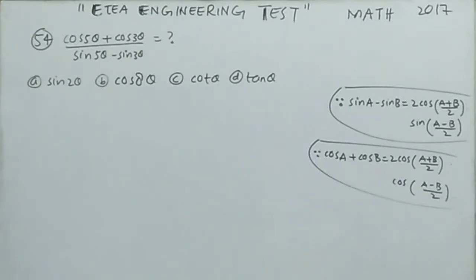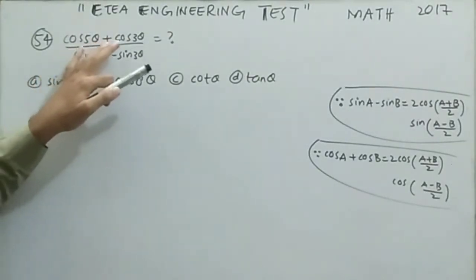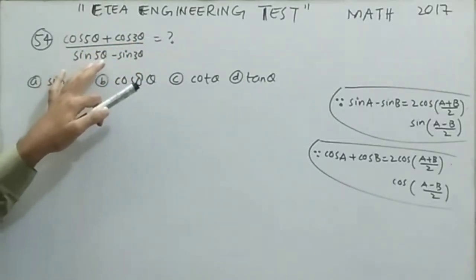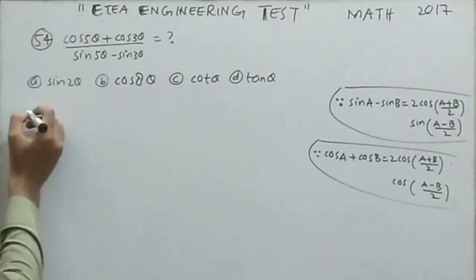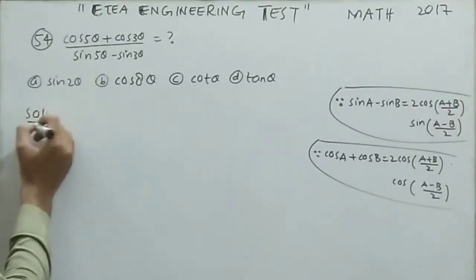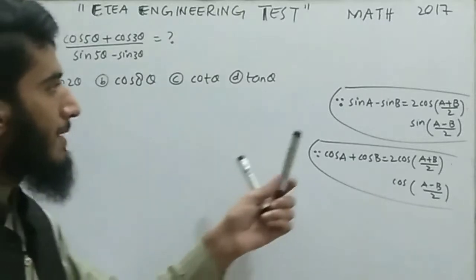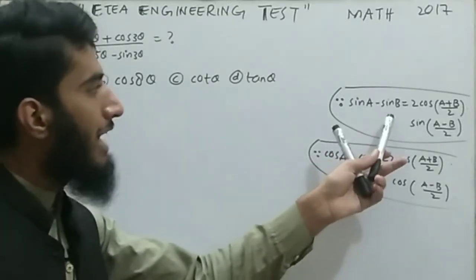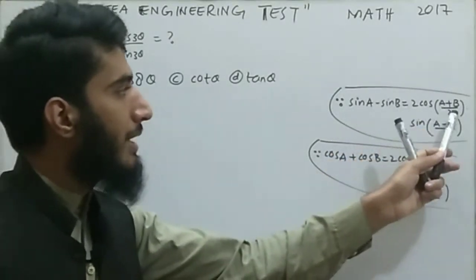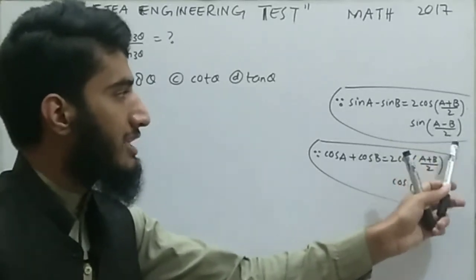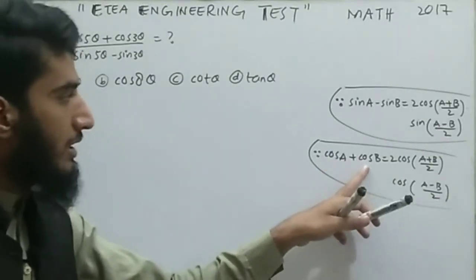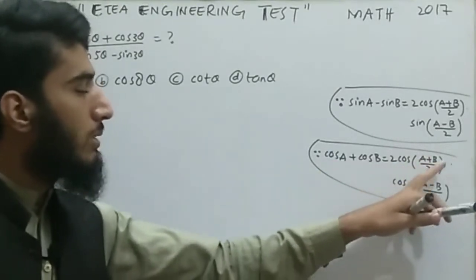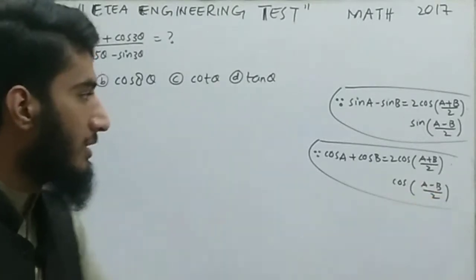Now move to the next MCQ, MCQ number 54. It tells that the value of (cos 5 theta plus cos 3 theta) divided by (sin 5 theta minus sin 3 theta) will be. So move to the solution of this MCQ number 54. We will use two formulas over here. The first formula is sin A minus sin B, which will always be equal to 2 into cos of (A plus B) by 2 multiplied by sin of (A minus B) by 2. This is the first formula. And the second one is cos A plus cos B is equal to 2 into cos of (A plus B) by 2 multiplied by cos of (A minus B) by 2.